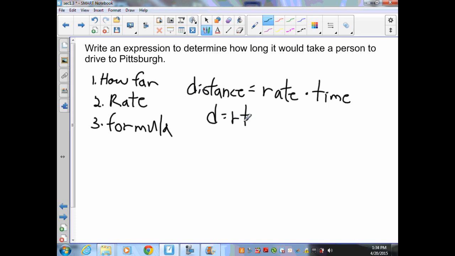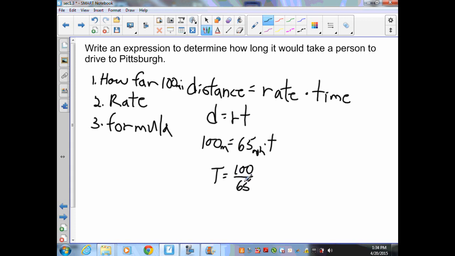Well, we know approximately that Pittsburgh's about 100 miles away. So we could put that in for D. And if we drive the speed limit, which is 65 miles per hour, and multiply that times T, we can determine how long it will take. In other words, I can solve this problem by dividing by 65 on both sides. So T equals 100 divided by 65.